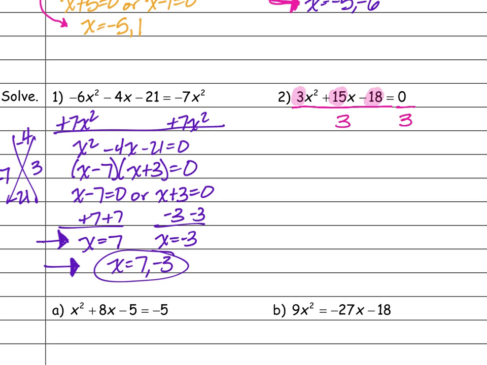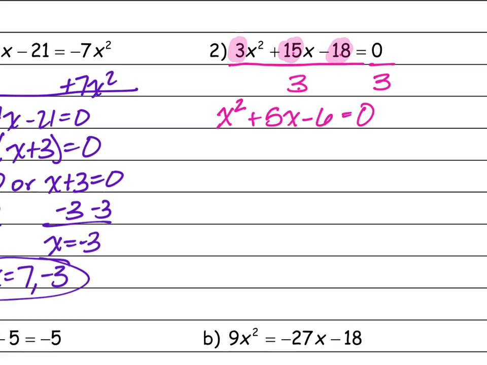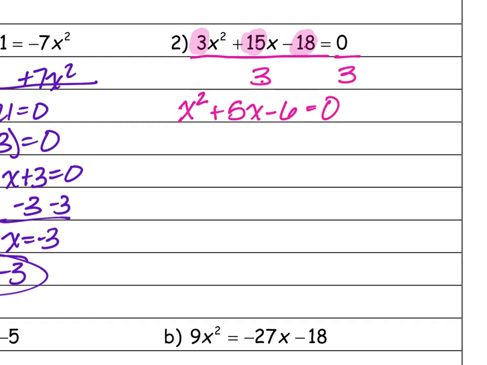So that means on the left-hand side, where all the numbers are, that 3 goes into every term. 3 goes into 3 one time, so I get left with x squared. 3 goes into 15 5 times, and 3 goes into 18 negative 6 times, and 3 goes into 0 0 times. So that's what I end up with.